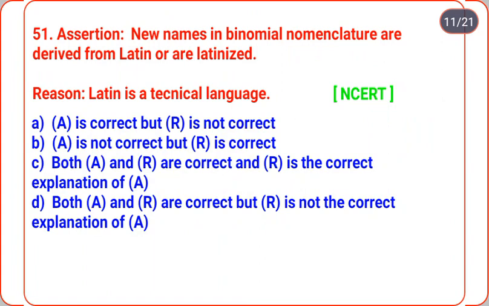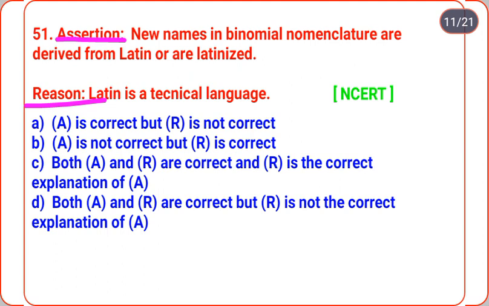Okay, next. Question number 51. Assertion and reason based question. Assertion: new names in binomial nomenclature are derived from Latin or are Latinized. I repeat, new names in binomial nomenclature are derived from Latin or are Latinized. Okay, correct. Reason: Latin is a technical language.